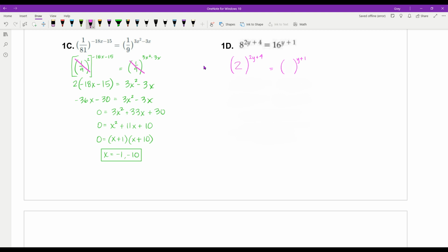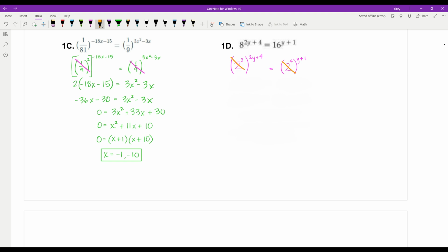So this is a power of 2. That's a power of 2. 8 is 2 to the 3rd. 16 is 2 to the 4th. So now I have them both as powers of 2, and now I can get rid of those bases and set the exponents equal to each other.